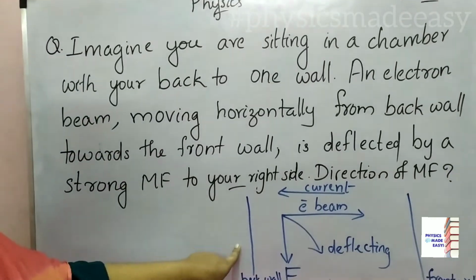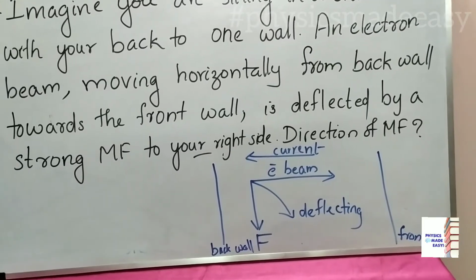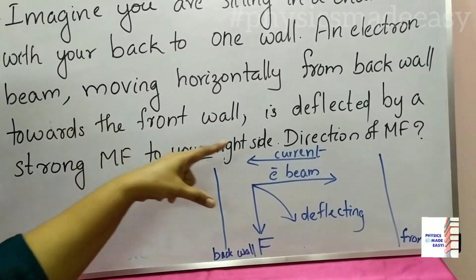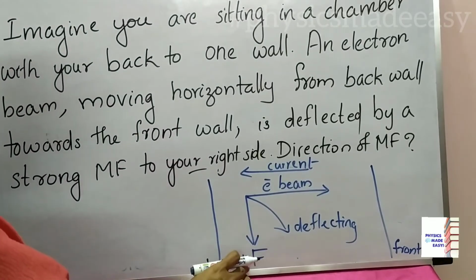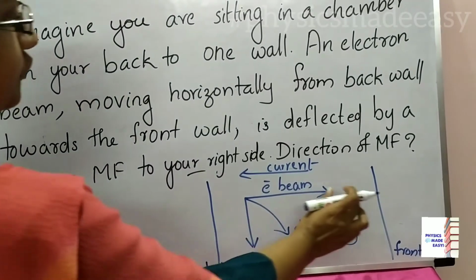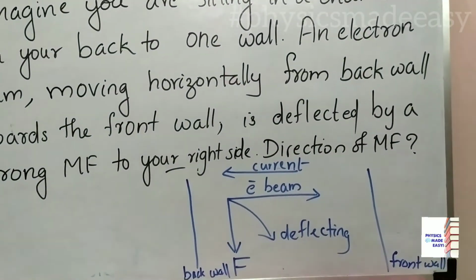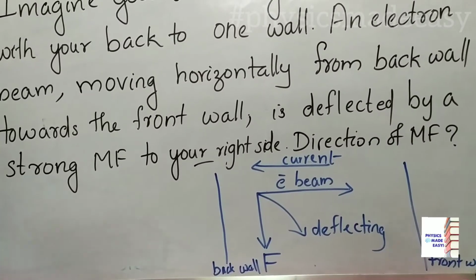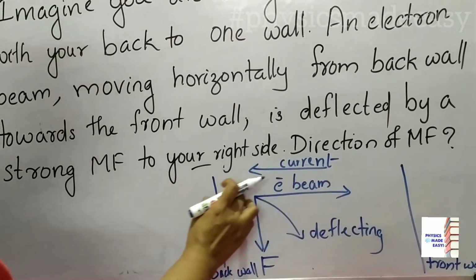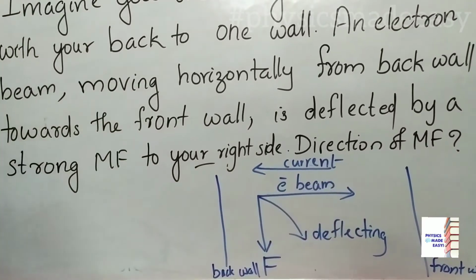Listen children, you are sitting in a chamber with your back to one wall. Here we can say this is the back wall and that is the front wall. An electron beam is moving horizontally from back wall towards the front wall. So you know children, the direction of current is opposite to that of the electron beam. So this is the direction of current: from front wall to back wall.